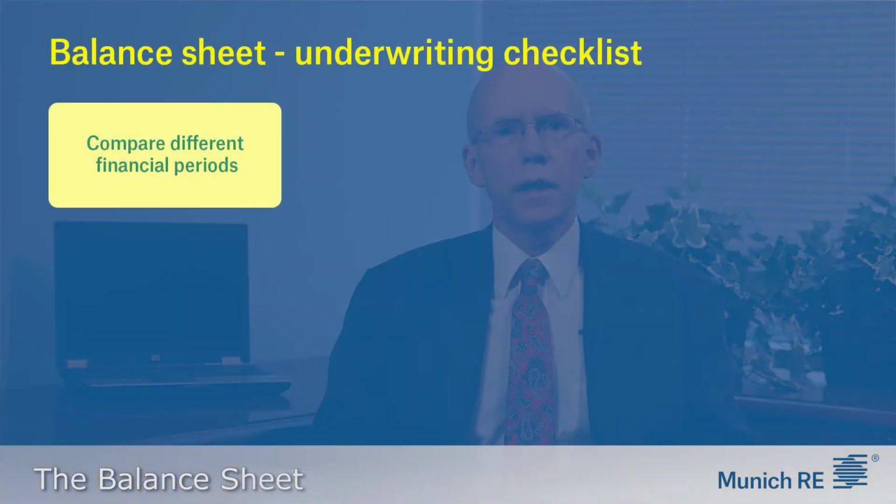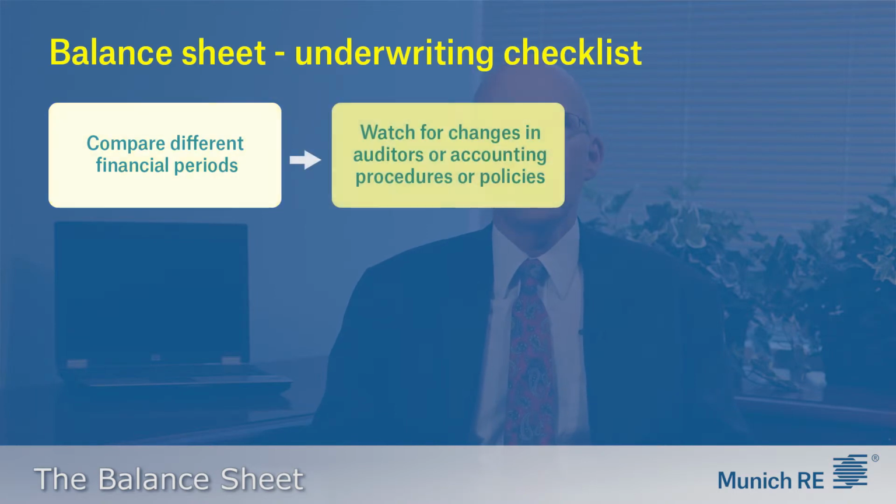When reviewing a balance sheet from an underwriter's perspective, there are a number of different things you'll want to watch for and keep in mind. You'll want to compare different financial periods for trends. After verifying what dates are being covered, look for significant changes, positive and negative. Watch for changes in auditors or the type of accounting procedure being used, which could be a clue for underwriters.